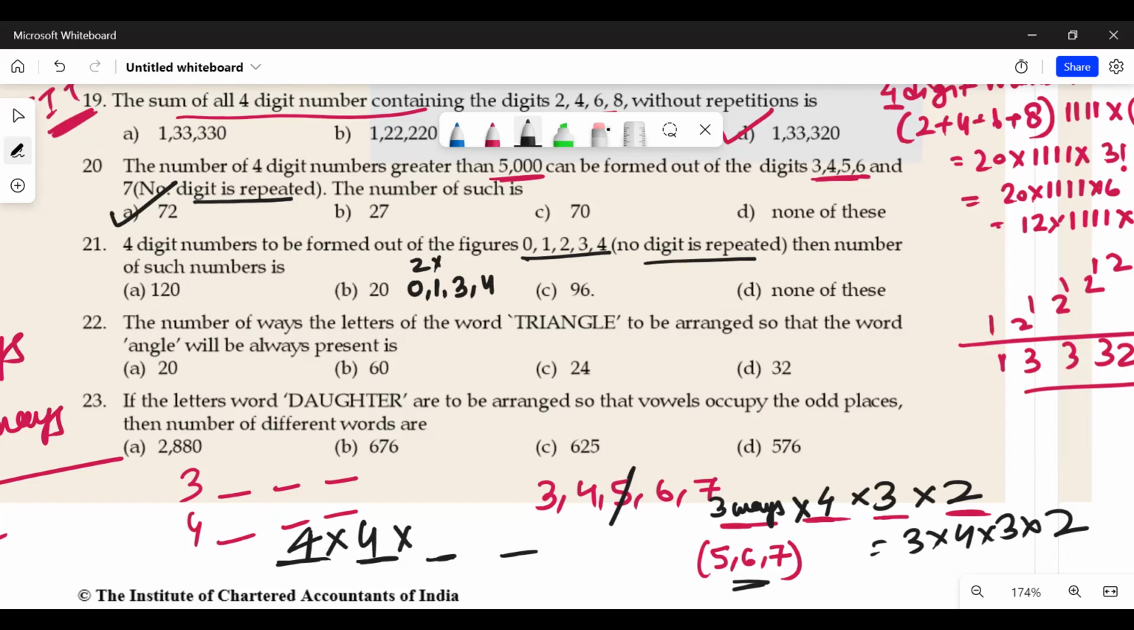I can use 0 also here. So now in the hundred place I use one digit, maybe 3. Now I have 3 digits left, so any of the 3 digits I can use. Any of the 2 digits I can use. 16 sixes are 96 is the answer.